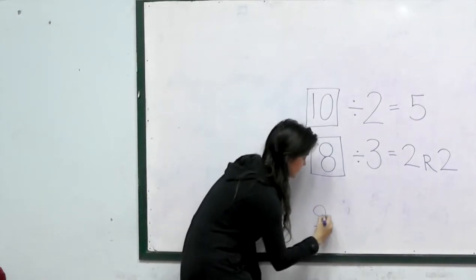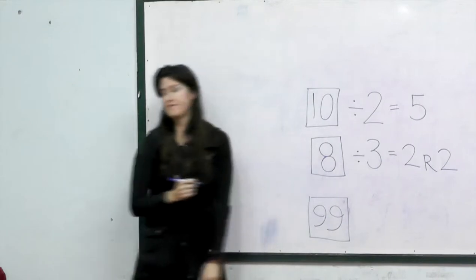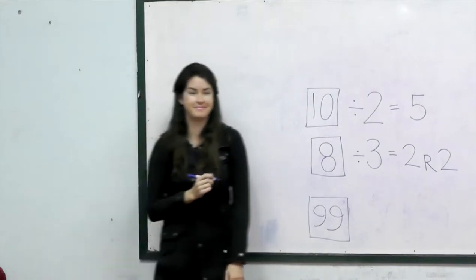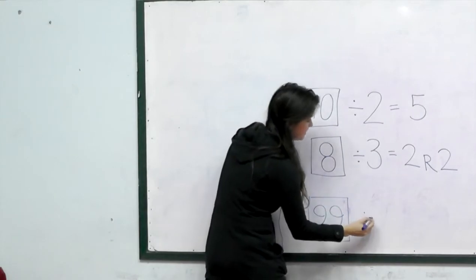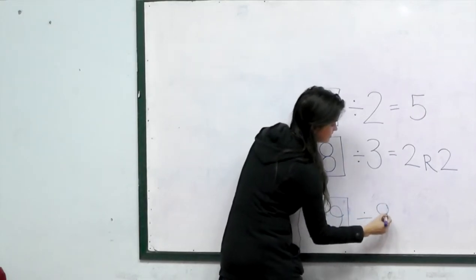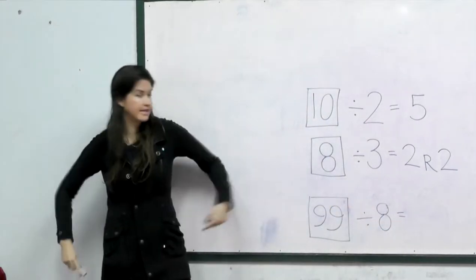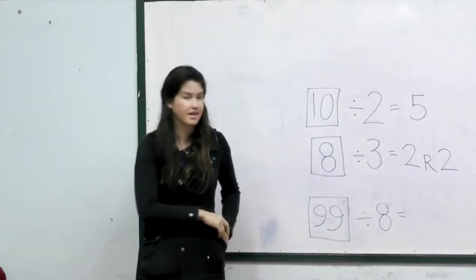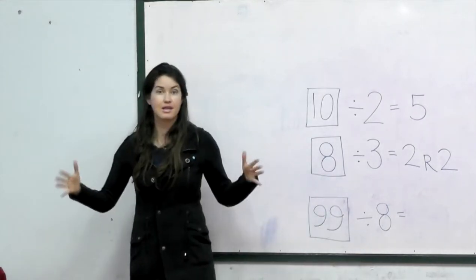99 divided by 8 equals 12. How many friends is he going to share with? 8 friends. So we're going to divide by 8. Let's count, friends. What are we counting by? We're going to count by 8s. It's going to be pretty long. Here we go.